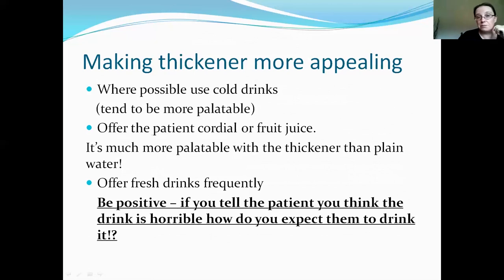If you tell them, oh, here's your horrible thickener, or you're pulling faces when you're giving a drink, then how would you expect them to drink it? You wouldn't have something that was presented in that way.